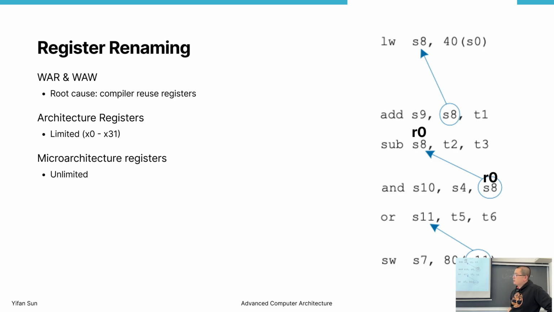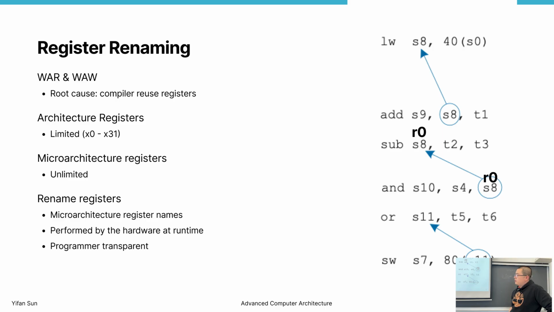So what is register renaming? We rename architecture register names to microarchitecture register names, to reassign these registers at runtime. This is performed by hardware at runtime, so the mechanism is purely programmer transparent. The programmer doesn't really know anything. This is a pure performance optimization: they write the same program, they don't need to do anything extra, and they get a free performance improvement.